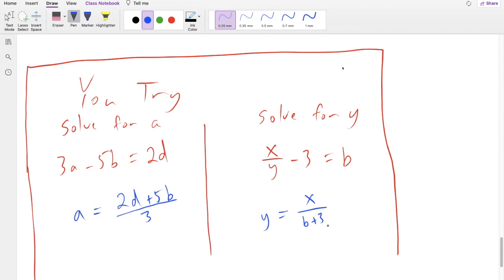On the first one, you should have gotten A equals the quantity of 2D plus 5B, all divided by 3. And on the second one, you should have gotten Y equals X over the quantity B plus 3. If you didn't get those two, go back and rework the problems. Talk through it with yourself about each of your steps. Make sure that you wrote exactly what you said.